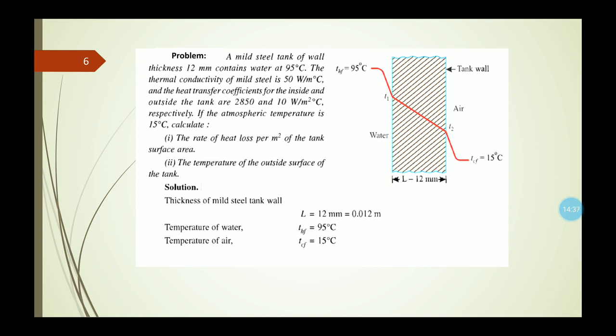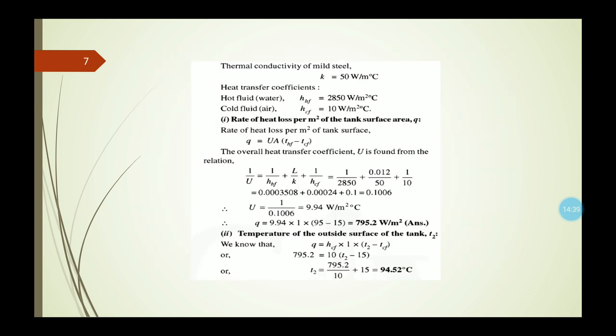The thermal conductivity of the mild steel is given as 50 watt per meter degree centigrade, and the convective heat transfer coefficients for the hot fluid and the cold fluid, which are water and air respectively, are given as 2850 watt per meter square degree centigrade and 10 watt per meter square degree centigrade. So these are the things that we have written from the question.